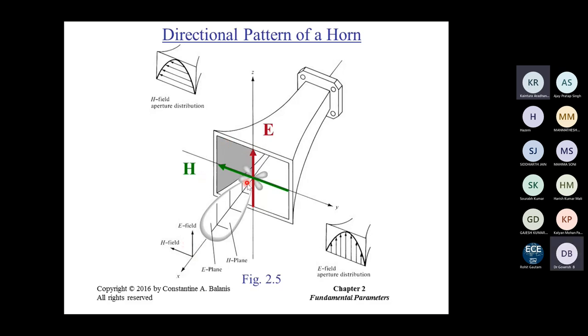And what is the H plane? The H plane is given by the magnetic field in the Y direction, and the maximum radiation in the X direction. So the XY plane will be the H plane. So if you know 2D plots in the E plane and H plane, you more or less get a good approximation of the antenna properties, which is essential for engineering design.